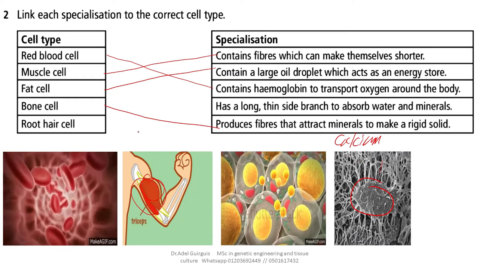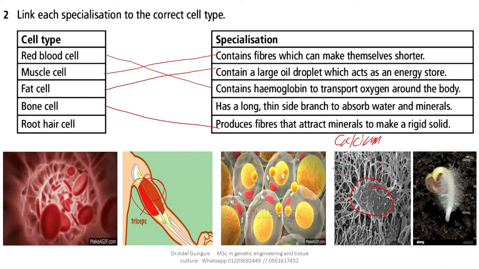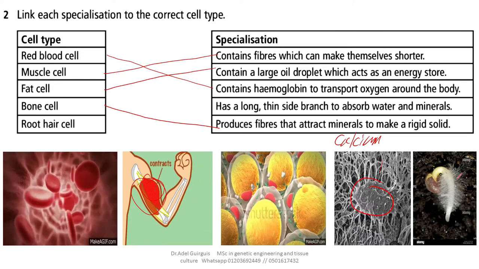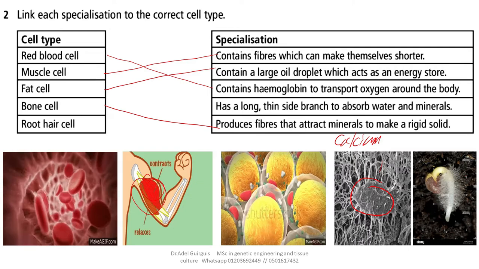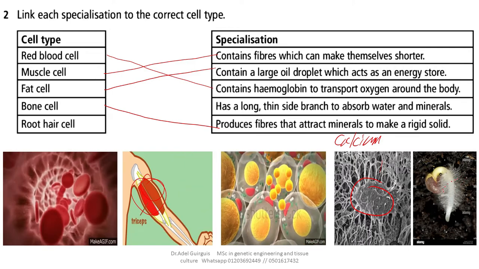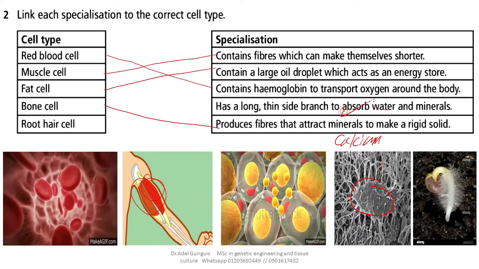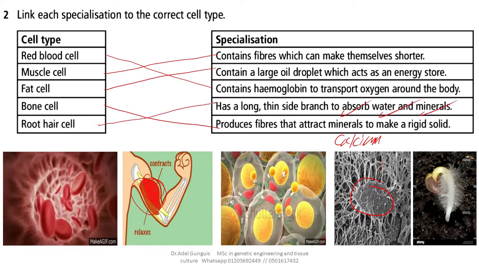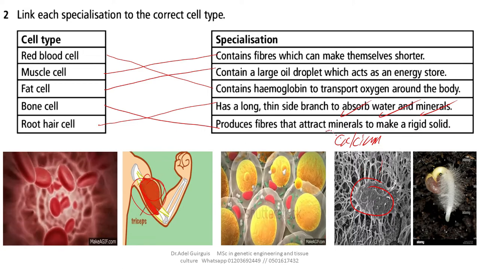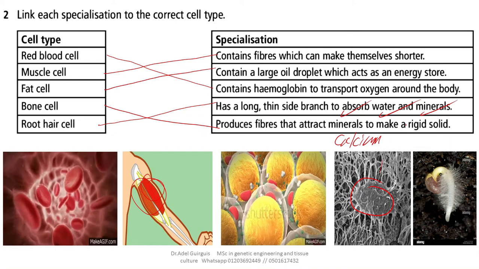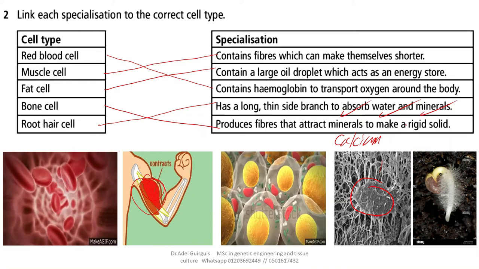Last one, look at root hair cells. Root hair cell has a long thin side branch that extends from the root to outside in the soil to absorb more water and minerals. So the answer: has a long thin side branch to absorb water and minerals. Okay, this is the second question.